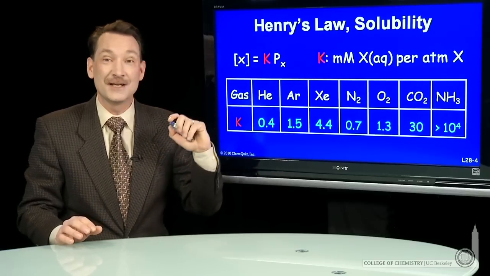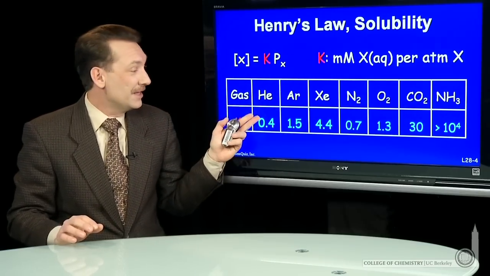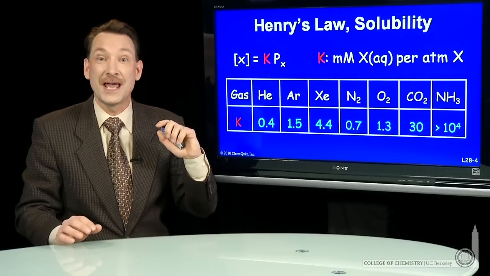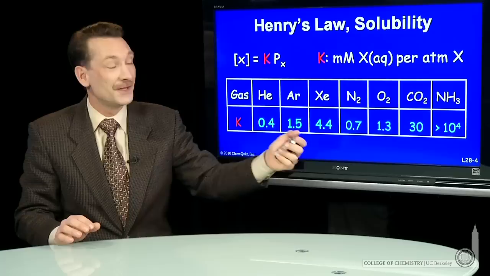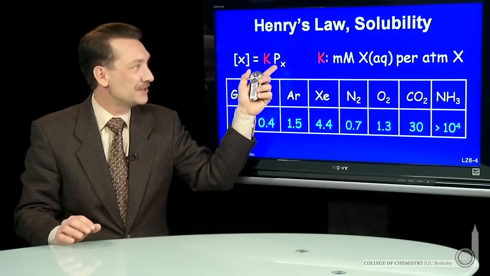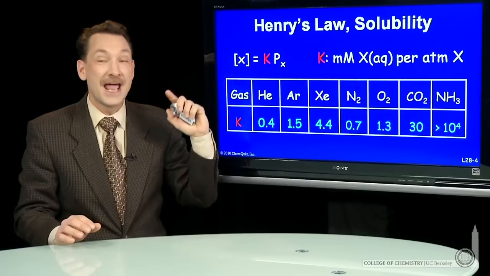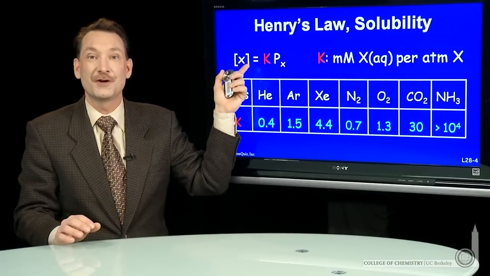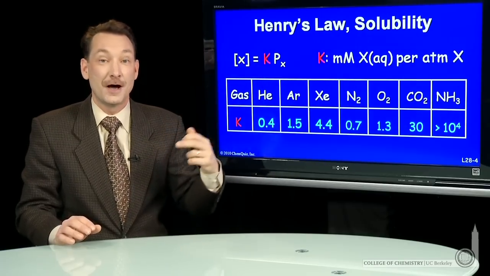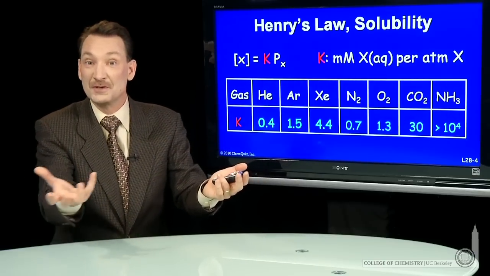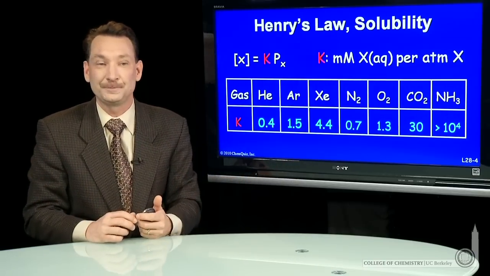When I tabulate these equilibrium constants, you can determine solubilities, relative solubilities. The larger the K, the more soluble the gas. And that makes sense in this form because you see, for a given partial pressure, a larger K means you'd get a larger concentration of the dissolved gas. A bigger K also means the reaction favors the products, which we were saying is the dissolved gas.